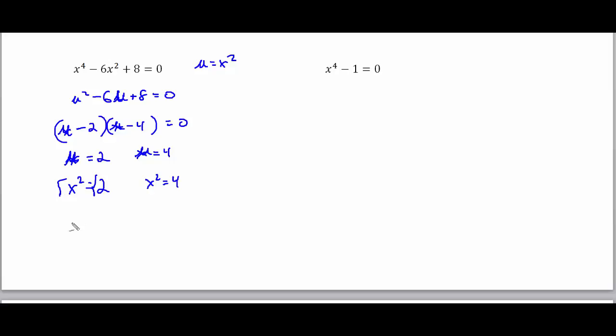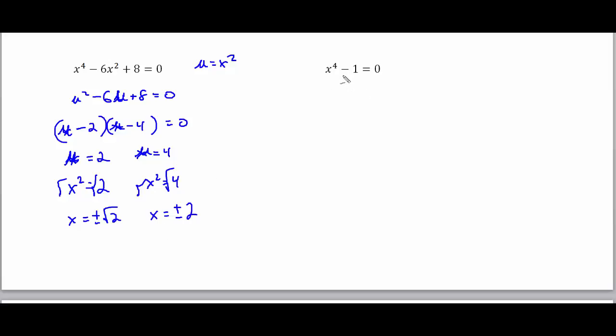Take the square root of both sides. Here x is equal to plus or minus the square root of 2, which is a decimal. And here x is equal to plus or minus 2. So this is going to have four solutions that are real, 2 rational and 2 irrational. This is a graph that hits the ground at plus or minus 2, and at plus or minus the square root of 2, which is 1.4 something, and also has a y-intercept of 8. So it has this W-shaped look to it if you zoomed in far enough. So here are the four answers to this problem.